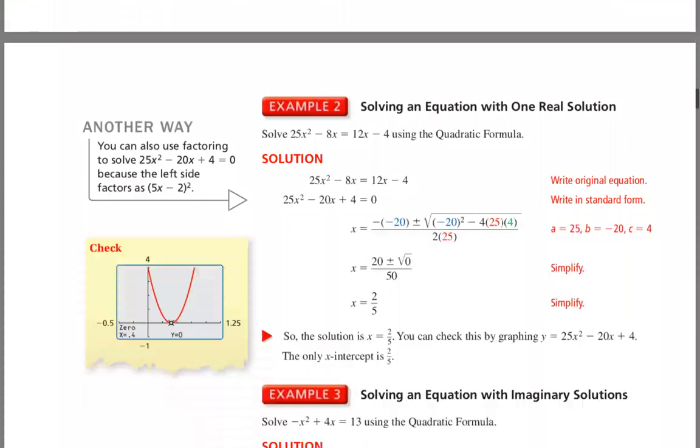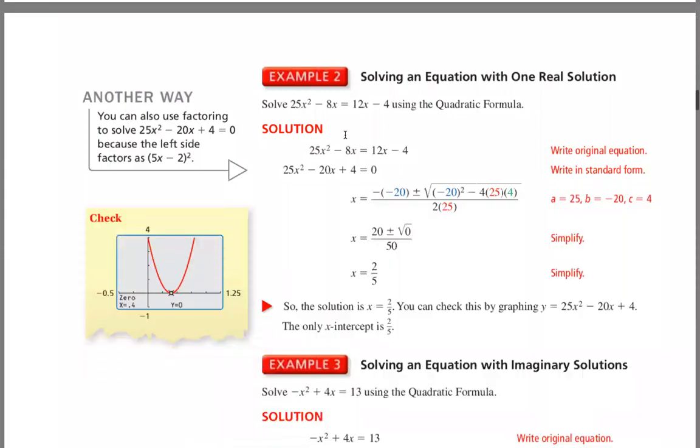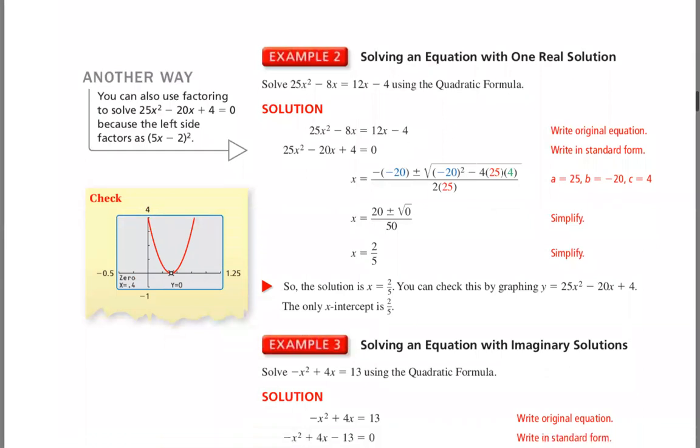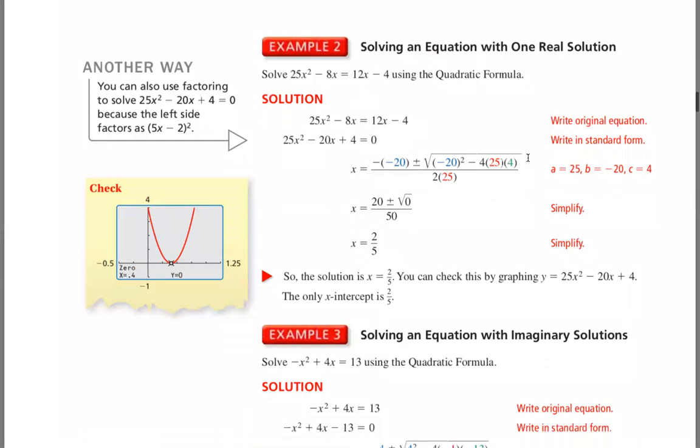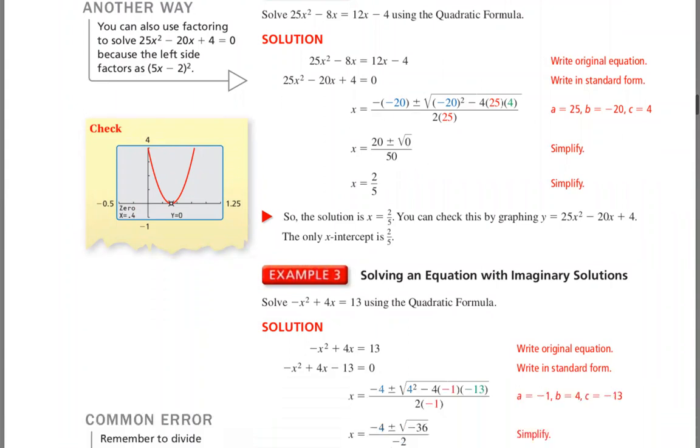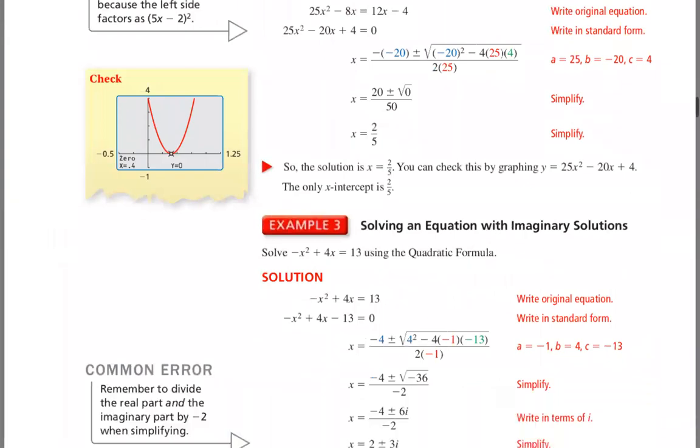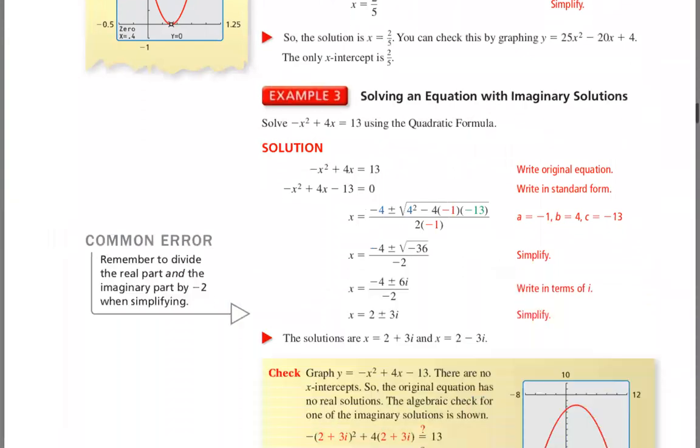Okay, you go through here again, you can have another one. All right, here's another example. This time, whenever you do all your work right here, you're going to get a 0. That's only going to give you 1 solution. Okay. The next one here is going to give you imaginary solutions. Okay.